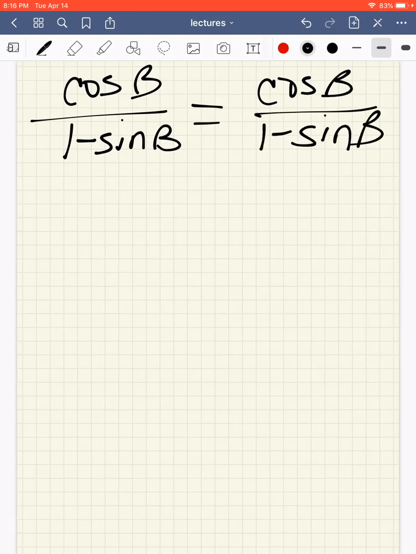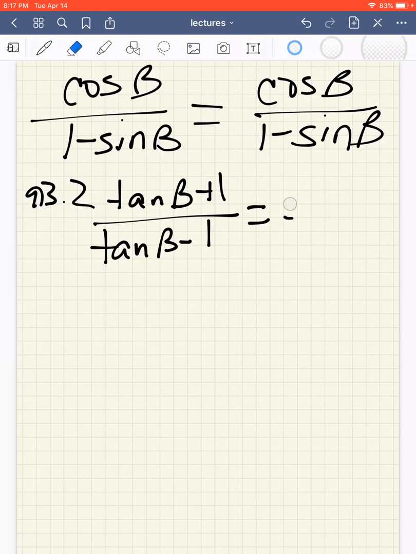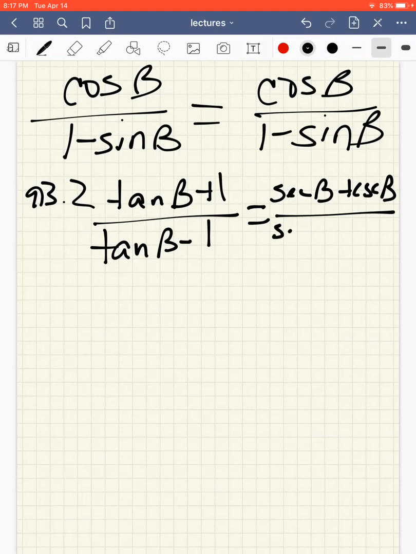So that wasn't too bad. Okay, so keep that kind of thing in mind for this next one. Tan b plus 1 over tan b minus 1. We're supposed to show that that's equal to secant b plus cosecant b over secant b minus cosecant b. Gosh, I wrote that way too big.